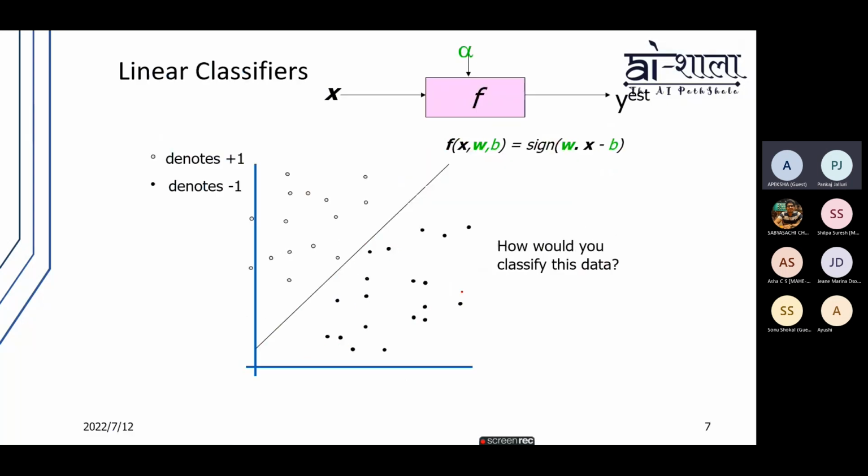Now, how would you classify this data? There can be multiple lines. This is one line, this is another line, right? There can be multiple lines. So how will you find which line is my classifier? How will you do that? Does anyone have any suggestions?